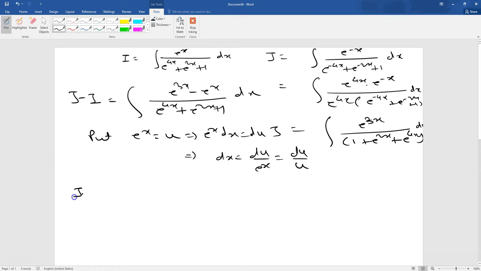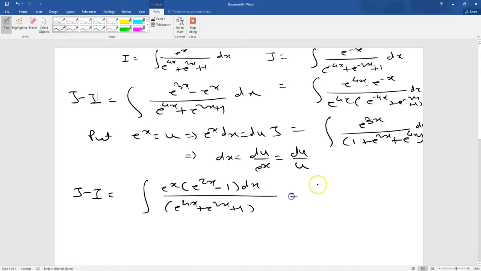So this becomes J minus I is equal to, this will be e raised to 3x, right? So you can basically take out common e raised to x here. So if you take e raised to x common, e raised to 2x minus 1 dx upon e raised to 4x plus e raised to 2x plus 1. Now here we put the value of u. So e raised to x into dx will be du. So this has come, du, correct? Now e raised to 2x will be u square, and this minus 1, this will be u raised to 4 plus u square plus 1. Now this is what you have got in terms of u.